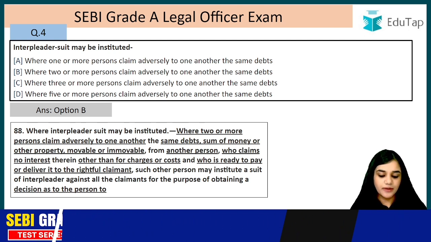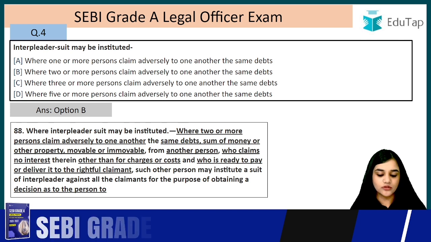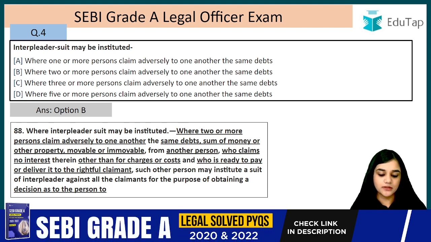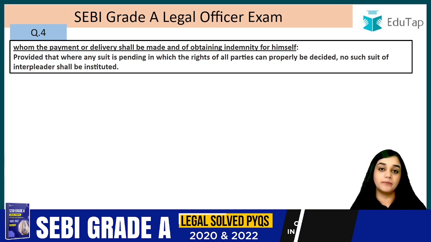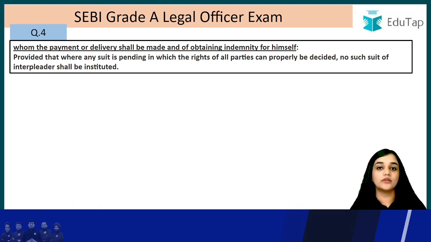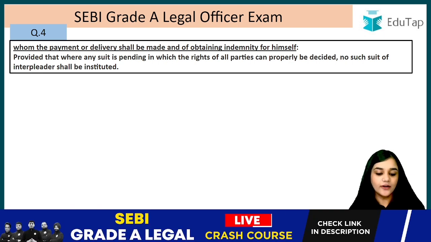Such other person may institute a suit of interpleader against all the claimants for the purpose of obtaining a decision as to the person to whom the payment or delivery shall be made. So he is just asking, let me know who is the rightful owner, and of obtaining indemnity for himself.